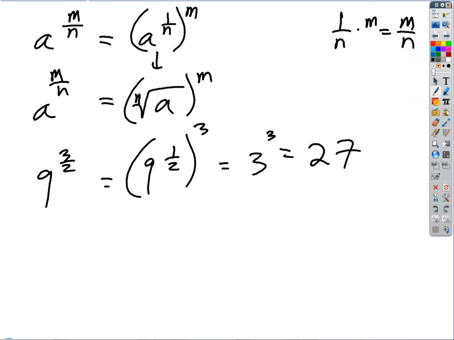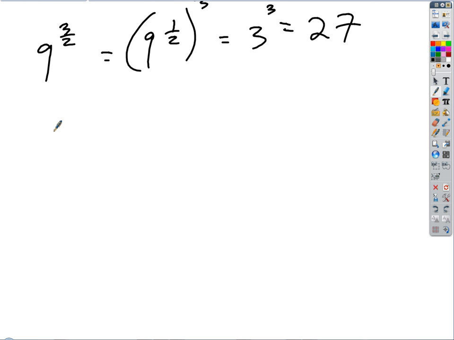Okay. How about this? What if I have 8 to the 2/3? Can I do that? I start with the bottom. 8 to the 1/3, right, is just cube root of 8. What's that? 2. So I always start with the bottom. 8 to the 1/3 is 2.